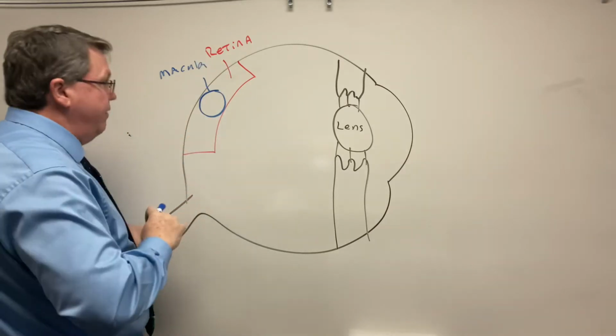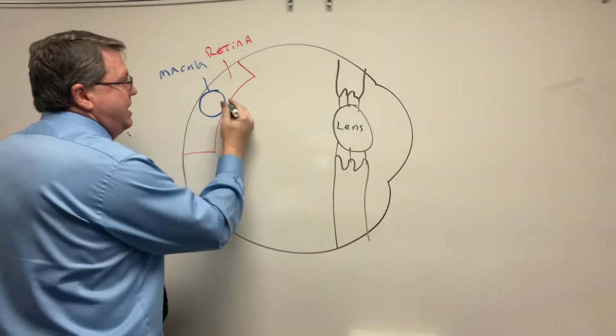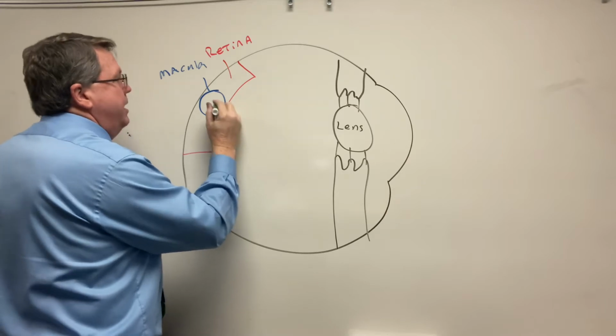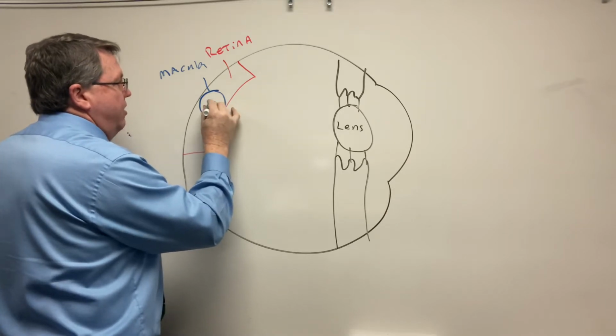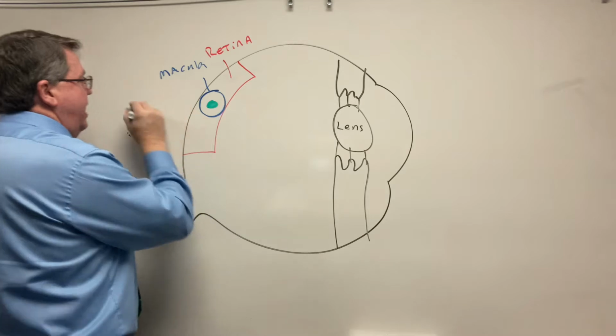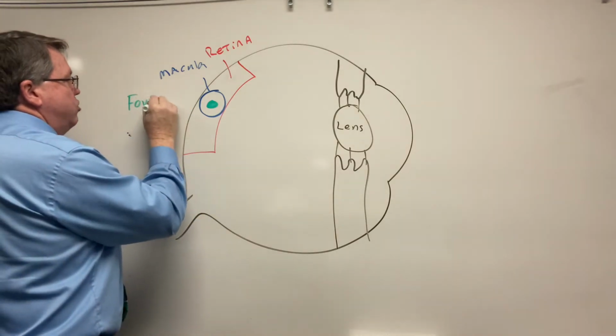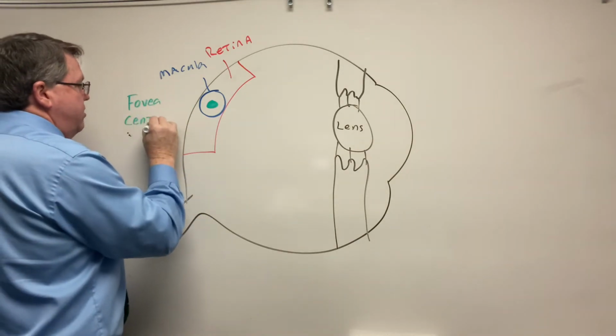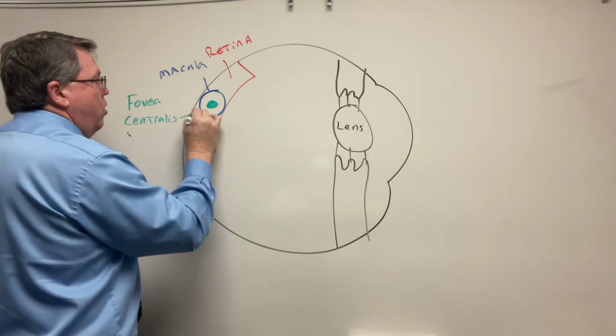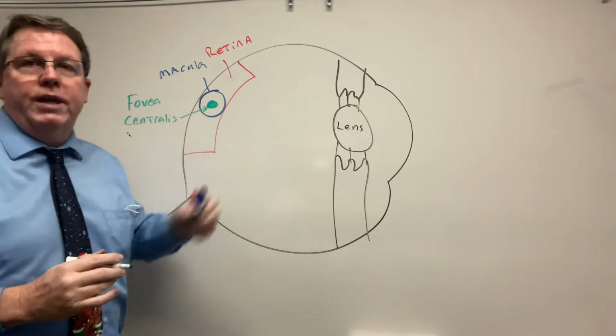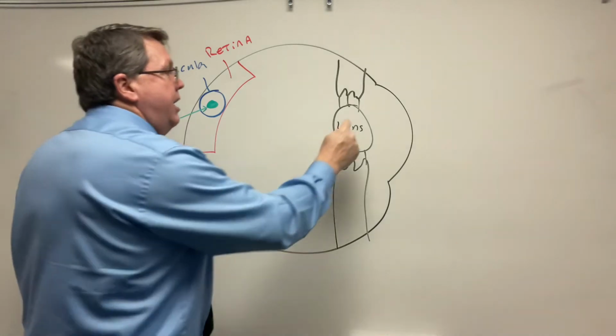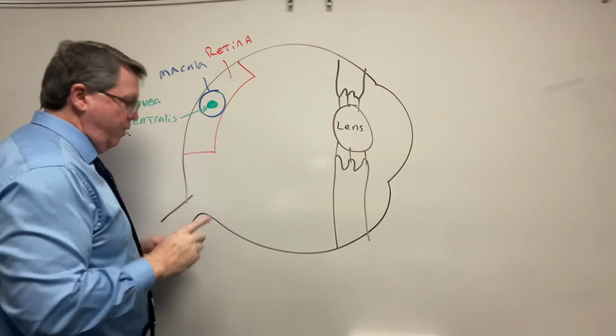And then in the center of the macula, we're going to have another structure, which is actually like a little pit that would be in here. But I'm just going to draw it like this. And this is going to be called the Fovea Centralis. And the Fovea Centralis is actually just made up of all cones, and it's the highest concentration of cones, so we get our best vision. So normally what happens is our lens tries to focus things onto the Fovea Centralis.